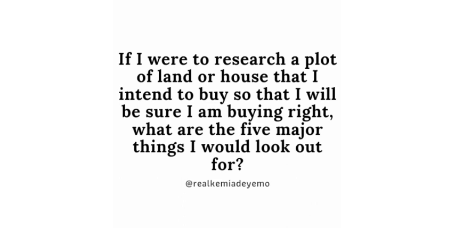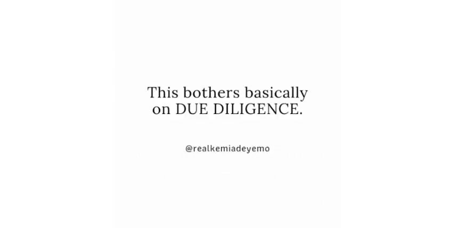In this lesson, and as usual, I will be asking you a question. And this question says, if you were to research a landed property or a house that you intend to buy so that you will be sure you are buying right, what are the 5 major things that you would check? What are the 5 major things that you will check to ensure that, yes, when you part with your money, you are rest assured that you dotted all the I's and you crossed all the T's, and yes, you are fine. Okay, so this question borders around due diligence, really.